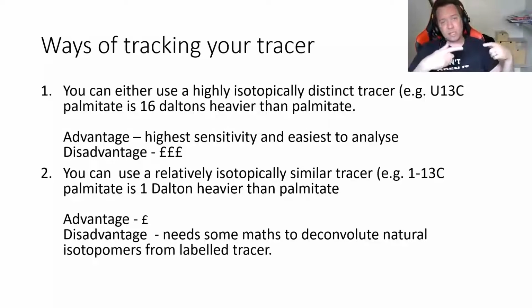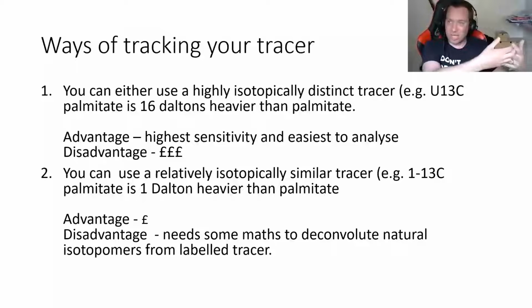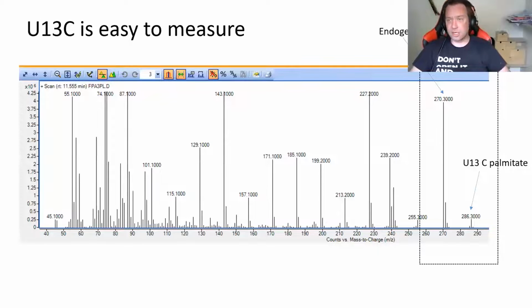And you can use a relatively isotopically similar tracer, e.g. 1-13C palmitate, and in this case, it's only 1 Dalton heavier than the normal naturally occurring palmitate. The advantage is it's cheap, but the disadvantage is you need maths to deconvolute the natural isotopomers, because we know we get N+1 and N+2 ions, as we'll see in a second, because of naturally occurring 13C in the environment. So here we go.